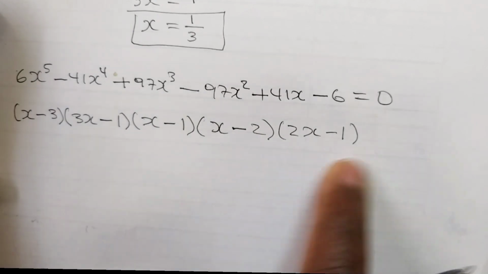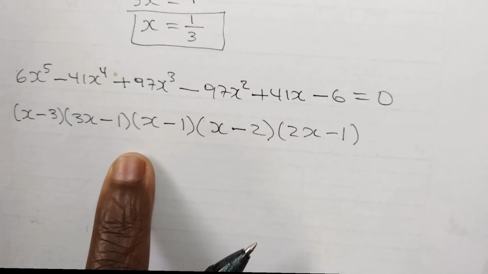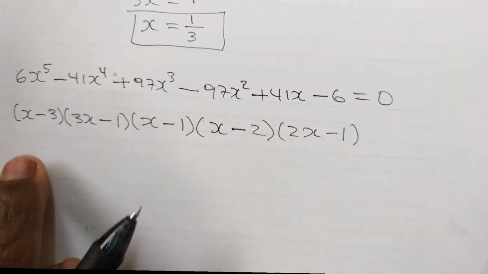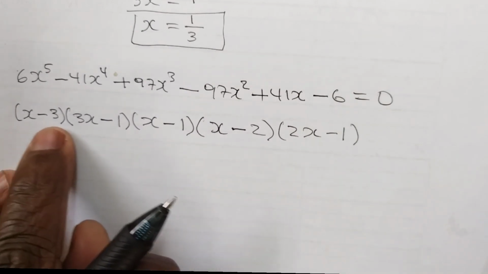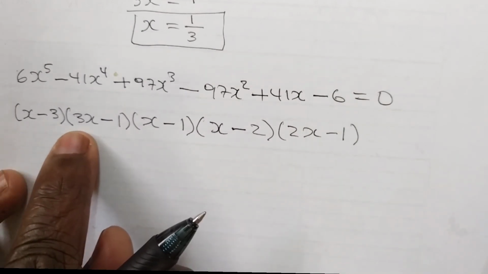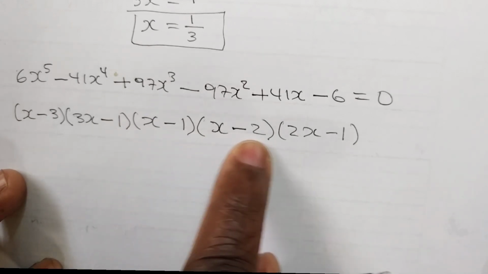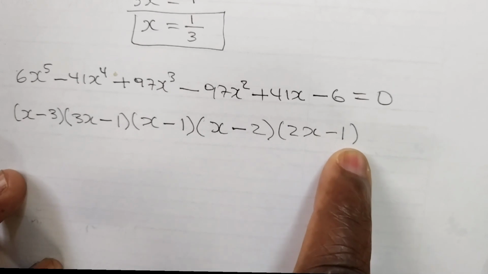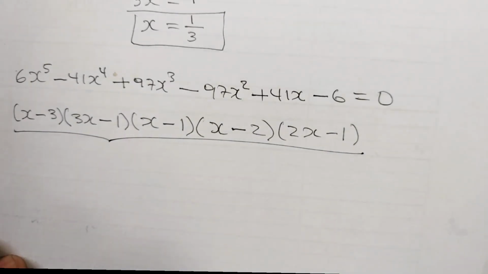Ladies and gentlemen, these are the factors that this quintic equation has. The factors are 5 brackets: x minus 3, 3x minus 1, x minus 1, x minus 2, and 2x minus 1. These, ladies and gentlemen, constitute the 5 roots of the quintic equation proposed. Ladies and gentlemen, thank you very much for watching this video.